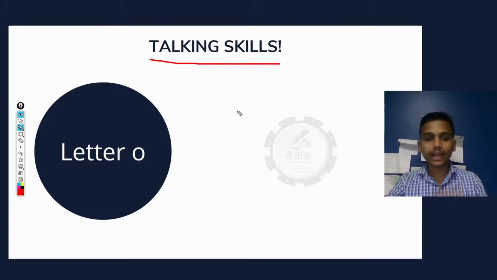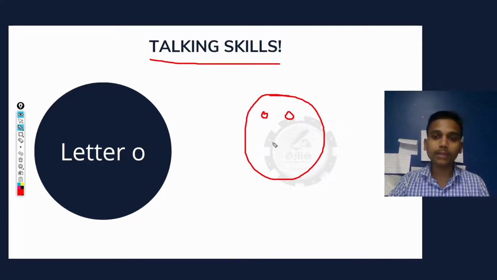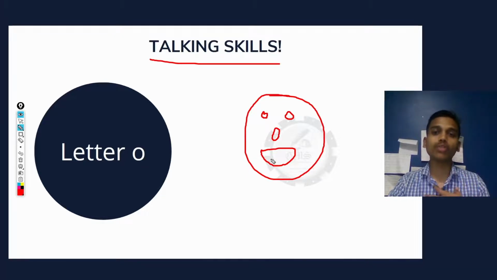Letter O is like your mouth. For example, let's have a rough drawing, don't take that very seriously. Here you can see this is the mouth, the mouth of someone who is talking. The mouth of you, the mouth of me. I'm talking, so this is the mouth.